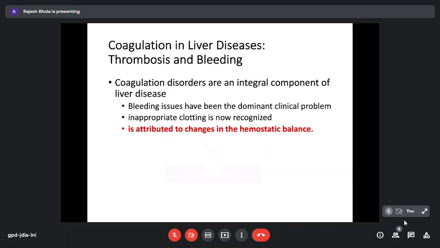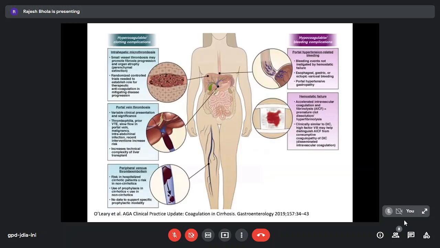If there is a reduction in the anticoagulant factors, there is a chance of more thrombosis. So that's what is being seen in case of liver diseases. Both the entities, hypercoagulability and hypocoagulability leading to bleeding complications, can be seen in case of liver disease.